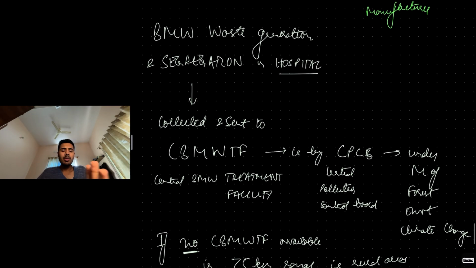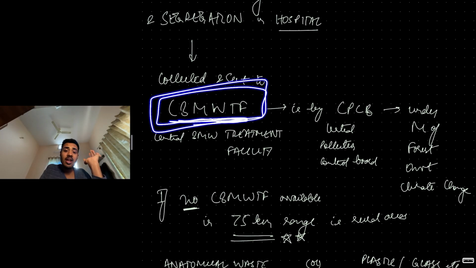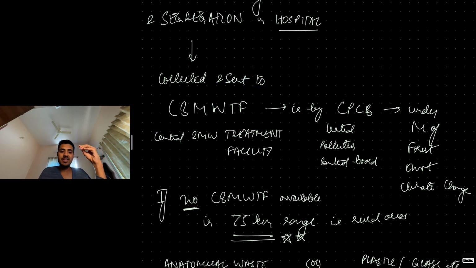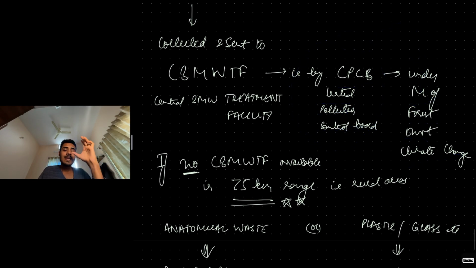Now remember, as I told you, biomedical waste generation is at the hospital. Segregation is also at the hospital. We are putting yellow, red, blue, white, black. We are segregating at the hospital. Once you collect it at the hospital, you should have a collection center in the hospital, and then it is sent to the Central Biomedical Waste Treatment Facility, where biomedical waste treatment takes place. Okay, and this is under control of the Central Pollution Control Board, which comes under the Ministry of Forest, Environment and Climate Change. So basically, CBMWTF, Central Biomedical Waste Treatment Facility, is where it all gets collected.